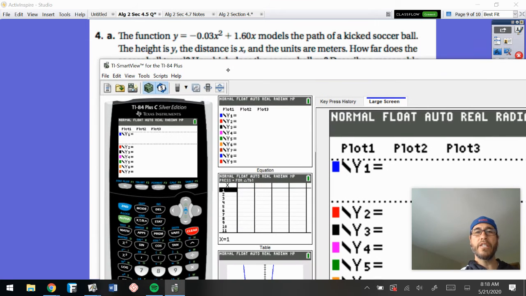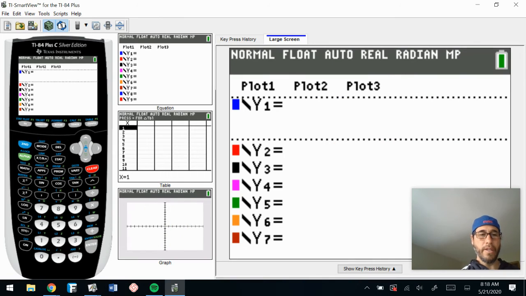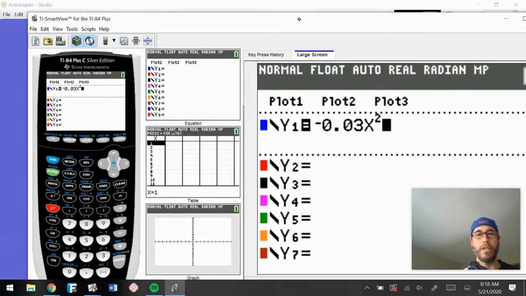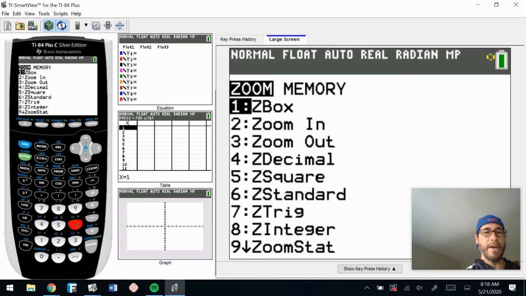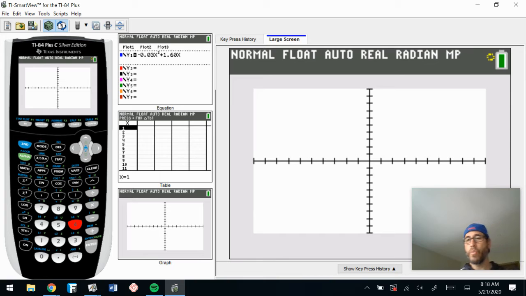So it's negative 0.03x squared. Okay, so let's go negative 0.03x squared. Okay, and then what else do I have? Plus 1.6x. Plus 1.60x. All right, and then we're going to zoom 6 that bad boy. I might have to extend this. It's a real life problem. Let's see what it's looking like.